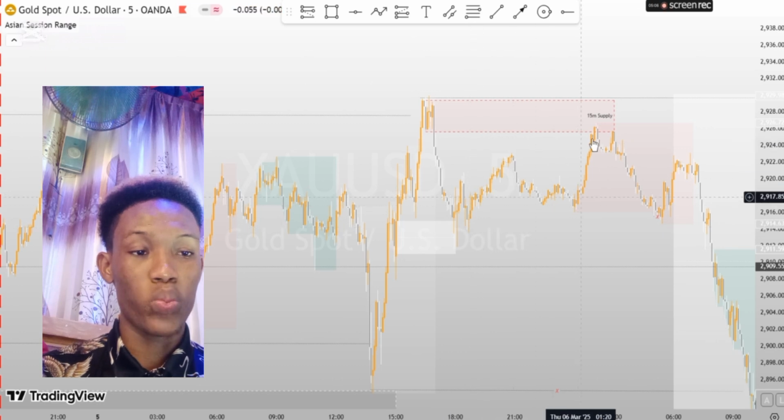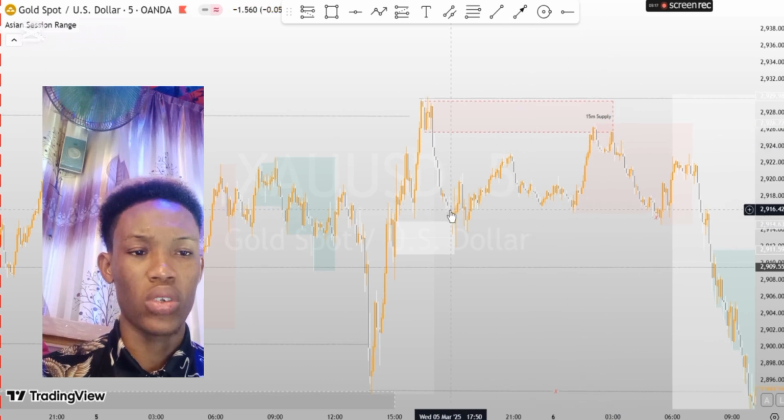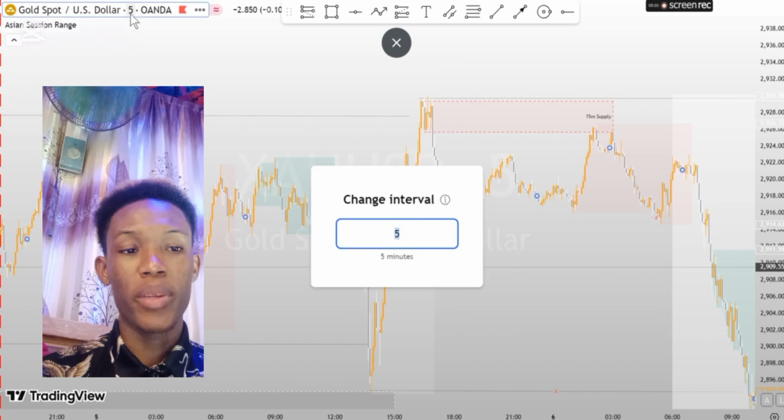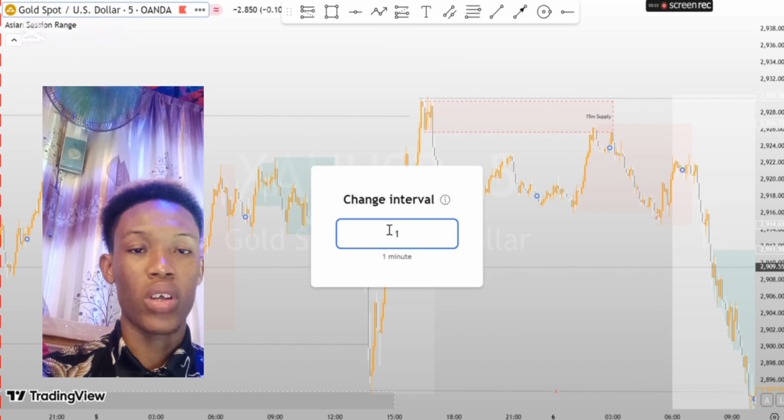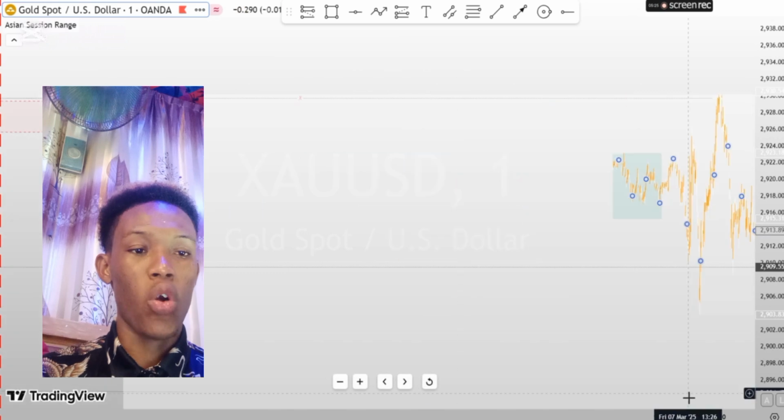Came back down, pushed up, came back down, pushed up. As soon as price got to this point, what was my take on it? I was like, okay, where is possible demand zone? So I had to go to 1 minute time frame. Now let me show you one thing I spot on 1 minute time frame. This thing was just on 1 minute time frame.